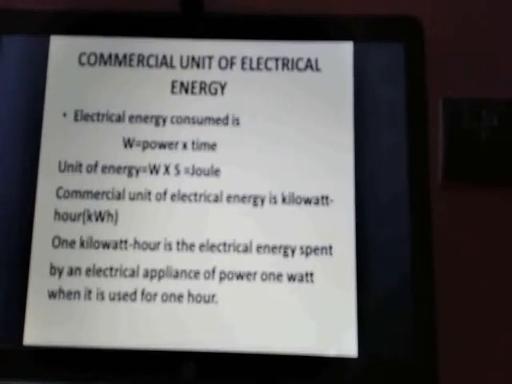Commercial unit of electrical energy. Electrical energy consumed W is equal to power into time. Unit of energy is equal to unit of power into unit of time. The unit of power is watt and time is second, and watt into second is equal to joule. The commercial unit of electrical energy is kilowatt hour. So, we can define kilowatt hour. 1 kilowatt hour is the electrical energy spent by an electrical appliance of power 1 kilowatt when it is operated for 1 hour.